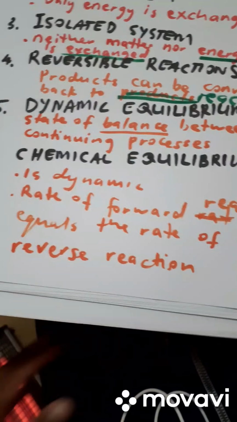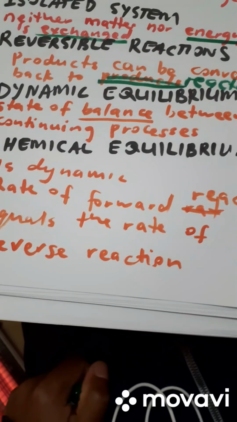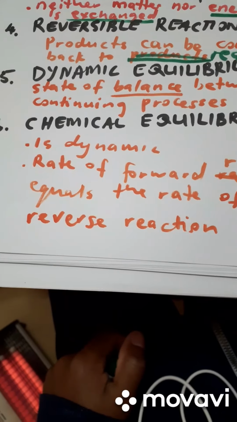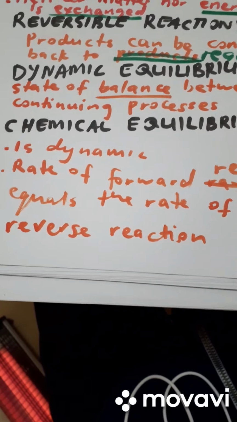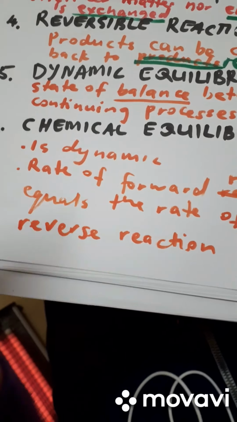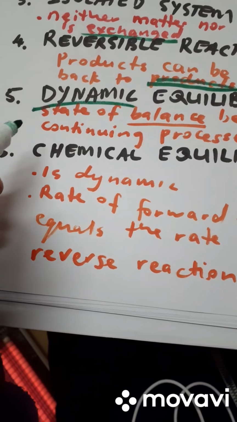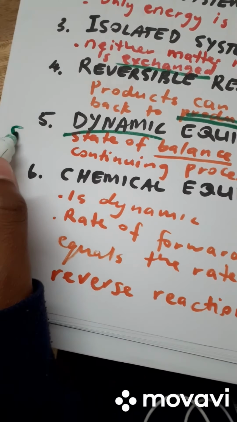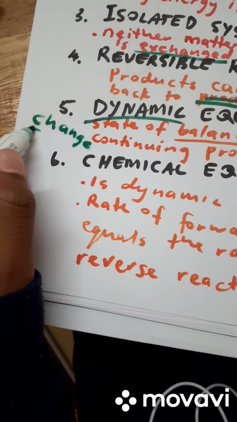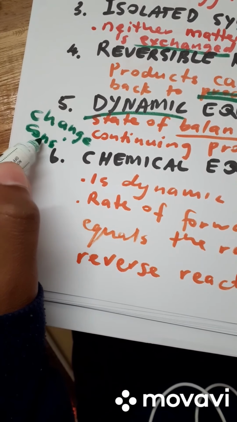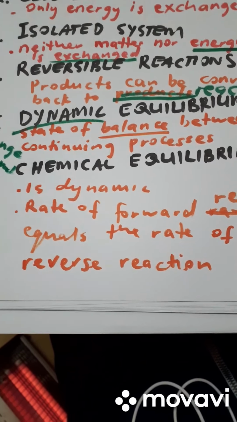In this topic, we are going to talk more about the term dynamic equilibrium. What exactly is dynamic equilibrium? The word dynamic simply means a constant change. Dynamic has to do with a constant change. There is a change, and that change is constant. That is what we mean by the word dynamic.